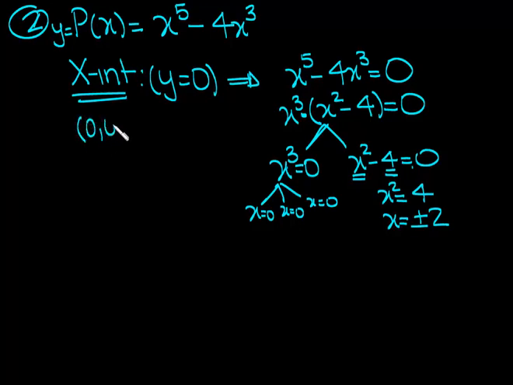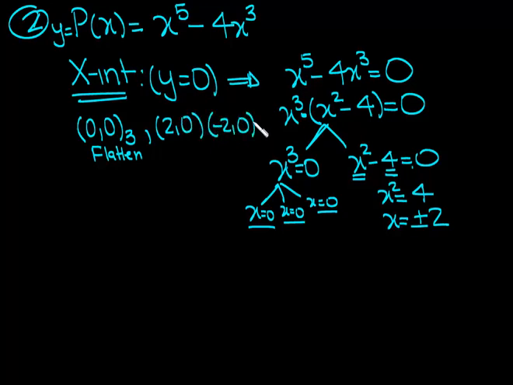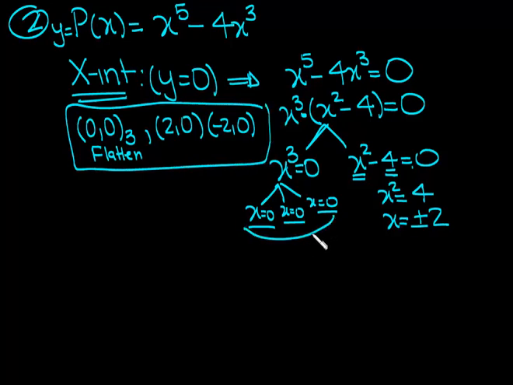So let's write them down. We have 0, 0, and I'll put a 3 over here to denote the multiplicity of 3, and that tells me it's going to flatten there. Then my other one is 2, 0, and my other one is minus 2, 0, and those are not special. So these are my x-intercepts, and you can see them from here. These are 3 of them, then I have 2 of them here.